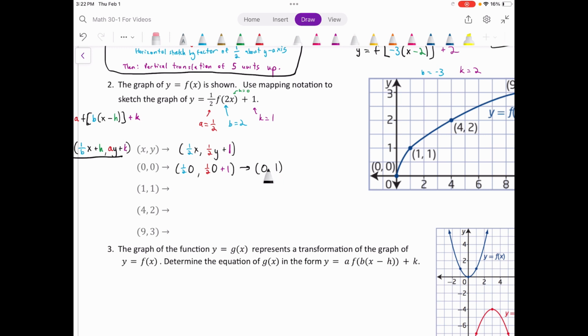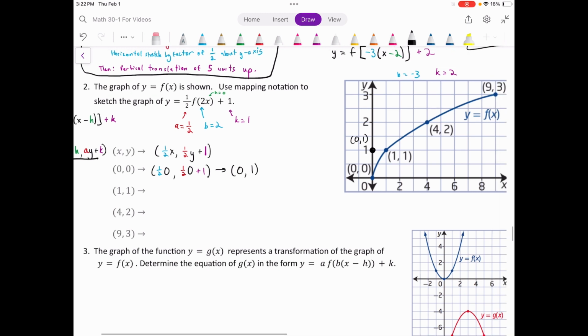We know this is on our image graph, so (0, 1). Careful, always check how the y-axis and the x-axis are scaled here. (0, 1). So there's our first point on our image graph. And now we're just going to do the same thing for the rest of these points, folks, right?